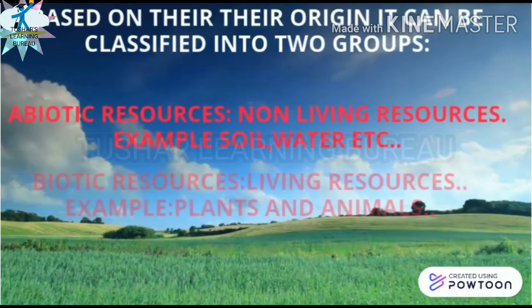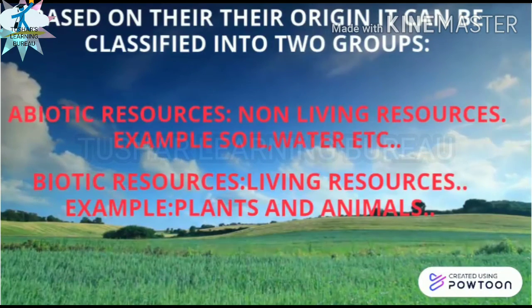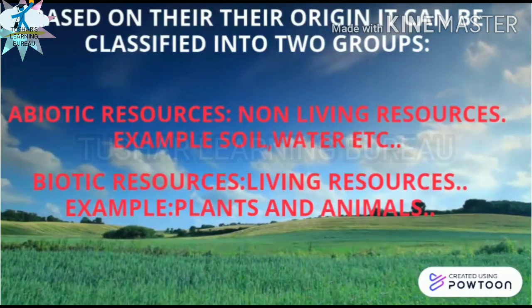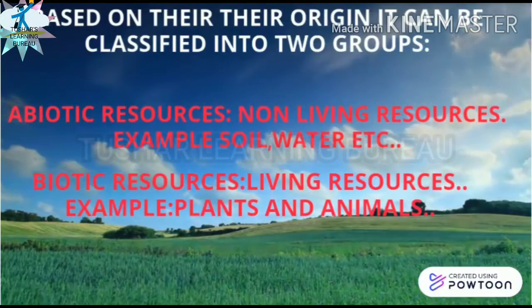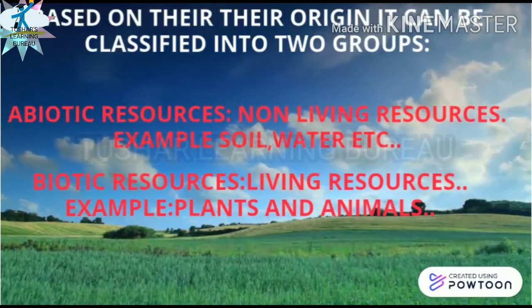Based on their origin, this is the second basis on which we can classify them into two groups: abiotic resources and biotic resources. Abiotic resources are non-living resources, like soil. Biotic resources are living resources, like plants and animals.